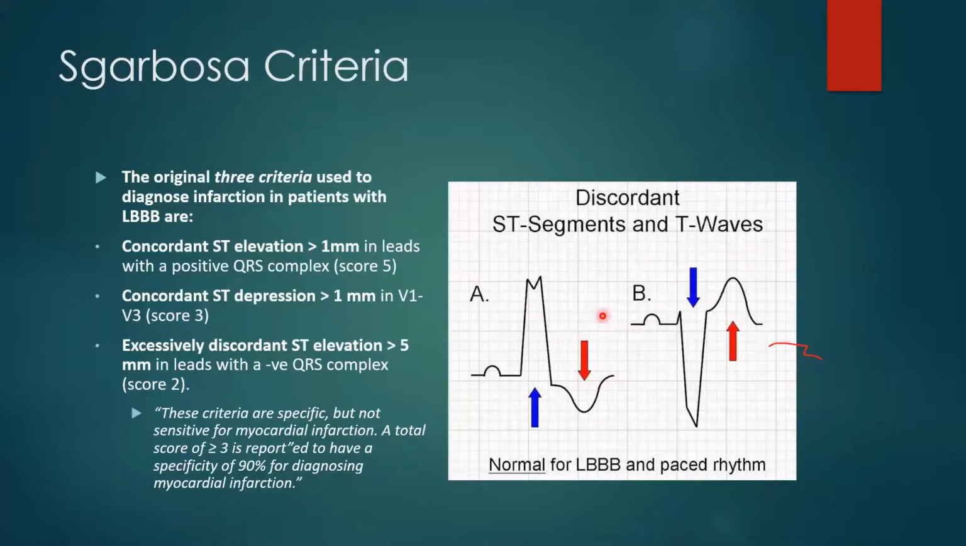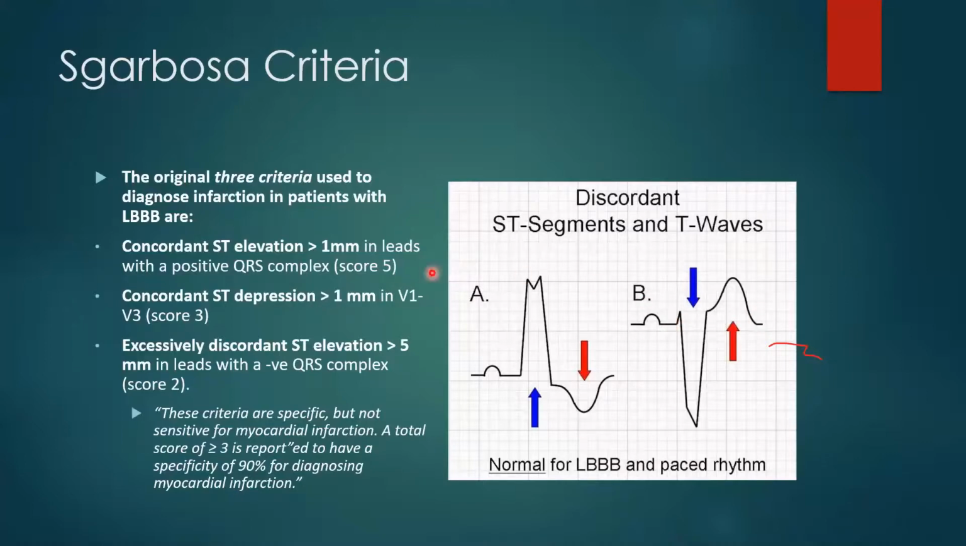You'll see the patterns here on the right, A and B. These are what normally should show for a left bundle branch block. So you'll have a positive QRS, and you'll have a depressed ST-T wave. So it's opposite of each other, discordant. Same with B, you have a negative deflection QRS, you have a positively deflected ST segment and T wave.